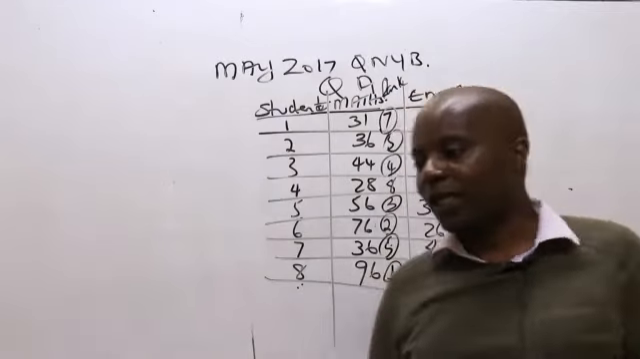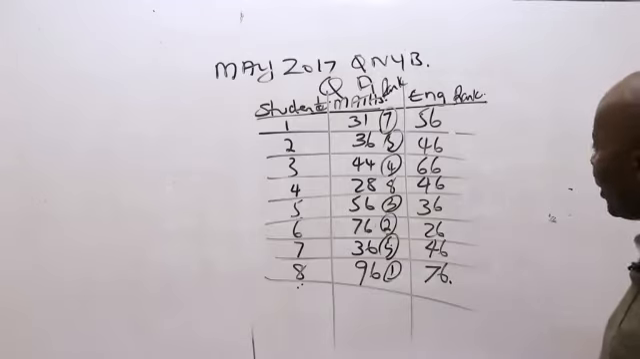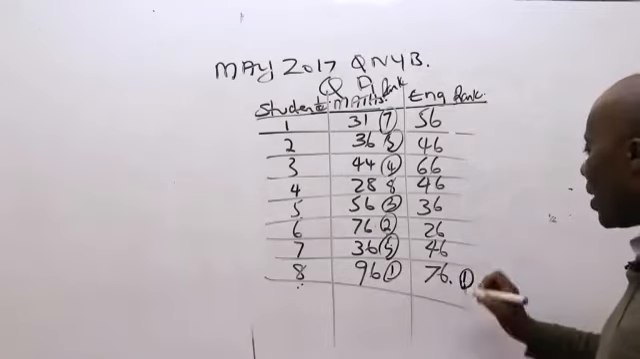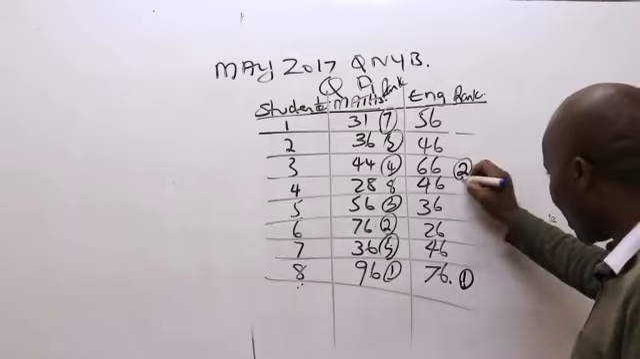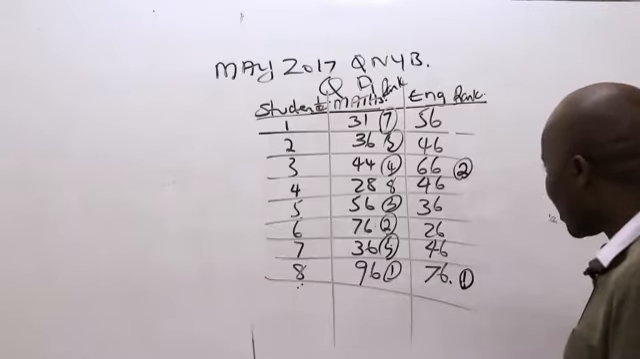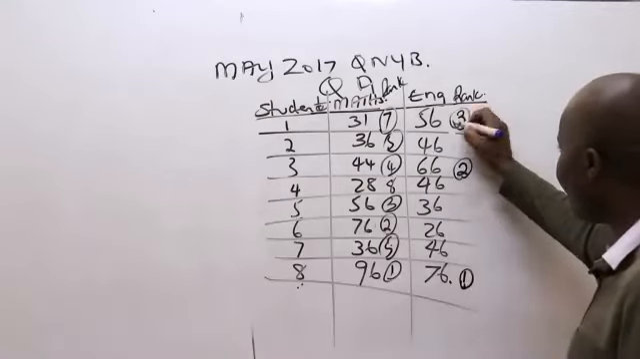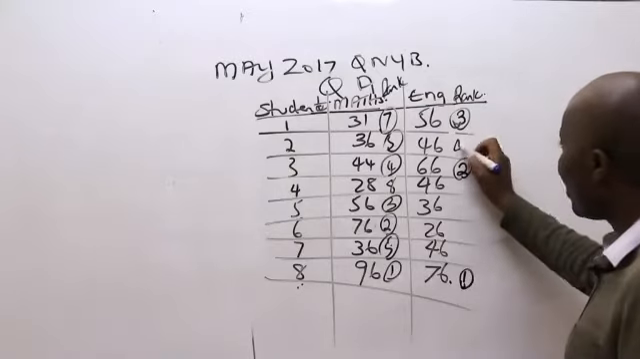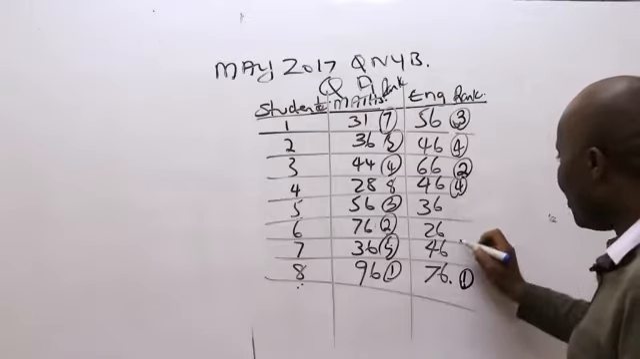Let's rank together. In terms of English, ladies and gentlemen, I can see the highest scoring student had 76. So this becomes student number 1 in that class. After 76, student number 2 will be this one here with 66. After that, we have 56. This guy becomes number 3. After that, we have 46. So there are 3 of them. This becomes number 4. This becomes number 4. This becomes number 4.